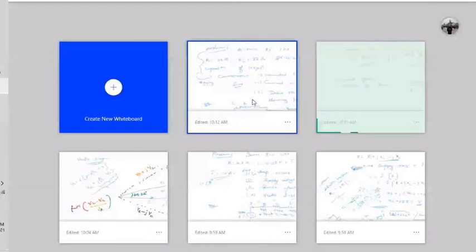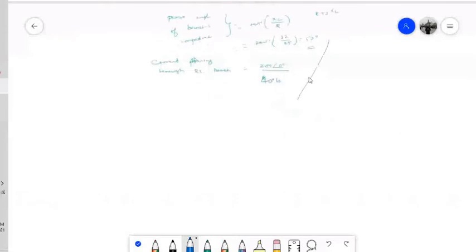Now 200 divided by 40.6, you will be getting around 4.93, and this phase angle you can simply subtract. This is 0 degree minus 52 degree, so it will be 4.93 and the phase angle will be minus 52 degree. So this is about I1.